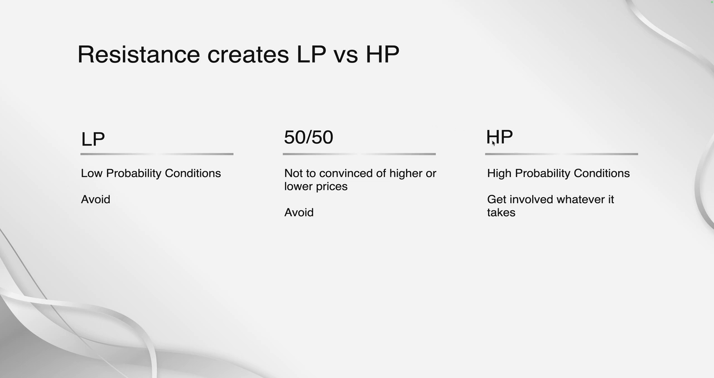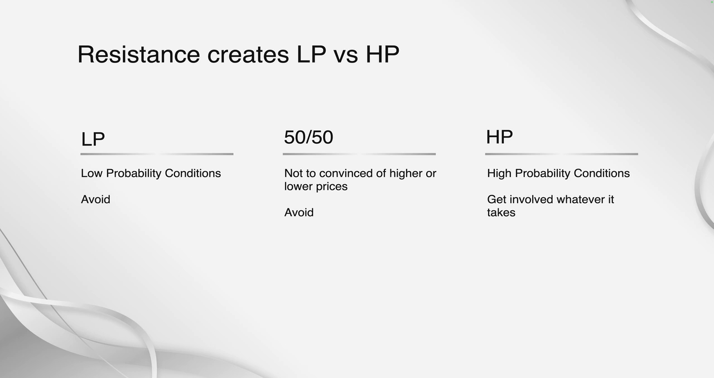Then we have 100-0, which is 100% bullish or 100% bearish, one side. That is exactly high probability conditions. So that is also what we want to aim for. We don't want to trade anything else besides high probability conditions. And when we trade that, we will also be extremely profitable. So high probability conditions right here, get involved whatever it takes. And what do I mean by that actually before we move on?